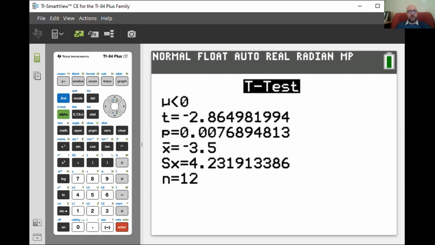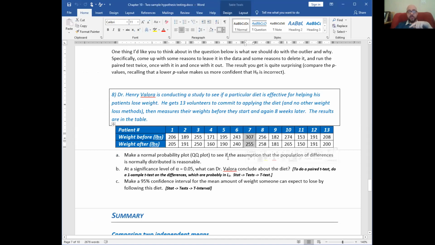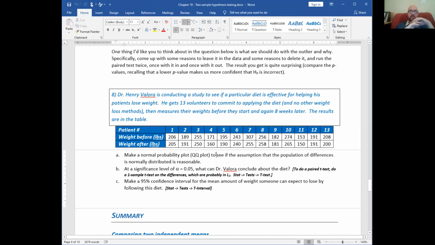So let me go back to the notes here, see if we can get an answer going to these questions, right? So make a normal probability plot. We certainly did. To see if the assumption that the population of differences is normally distributed is reasonable. And the answer is no if we have this outlier in here, but yes if we don't, right? So having this outlier in here makes our analysis much more messy. Now, that doesn't mean that we should just immediately throw out everything we said on this whiteboard, right? It doesn't immediately invalidate this conclusion.